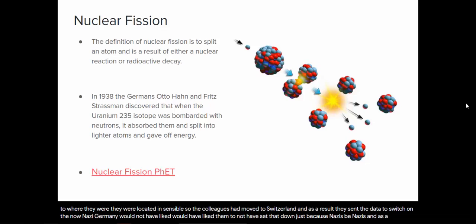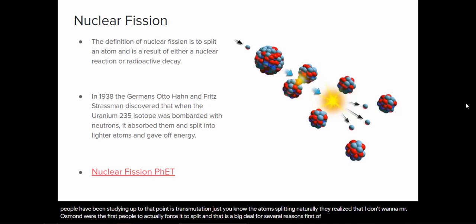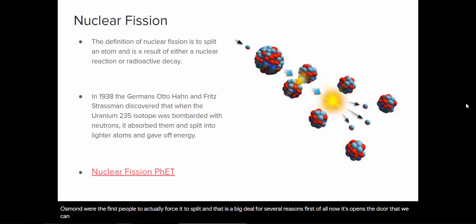And as a result, they realized what Otto Hahn and Fritz Strassmann had done. They had forced the uranium nuclei to split. Like they had done a reaction, which people had been studying up to that point as transmutation, the atoms splitting naturally. They realized that Otto Hahn and Fritz Strassmann were the first people to actually force it to split, right? And that is a big deal for several reasons. First of all, now it opens the door that we can start splitting atoms, if we want, at any time. But before this point, nobody even thought it was possible. And they kind of did it by accident.